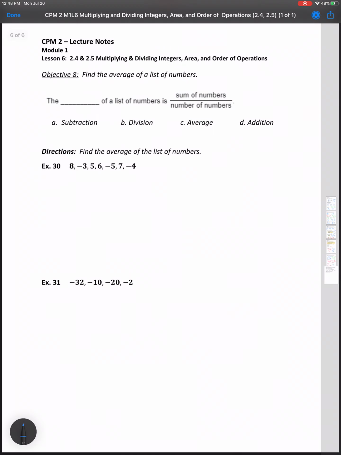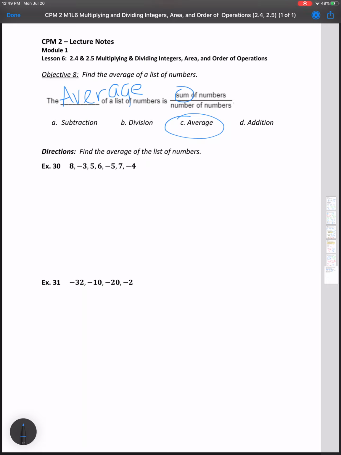Objective 8, find the average of a list of numbers. So the average of a list of numbers is the sum of numbers over the number of numbers. They just want you to know the definition of average. So sum means to add. So we're getting ready to add all the numbers, and we divide by the number of numbers that we're adding.